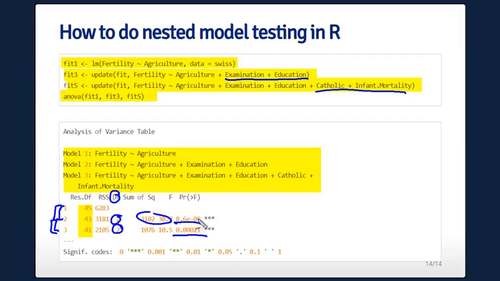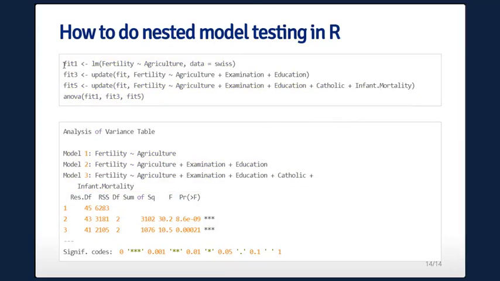In this case, the p-values are saying yes, you should include these educational components, and then yes, if you include the educational components, then you should also include these Catholic and infant mortality variables. So that's how you can do nested model testing in R.